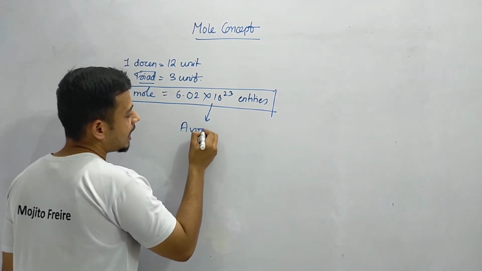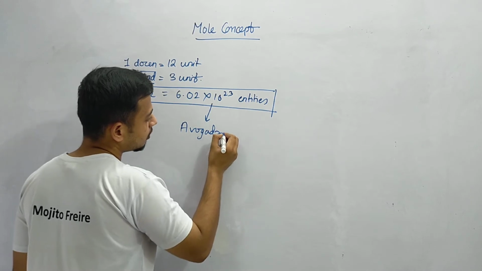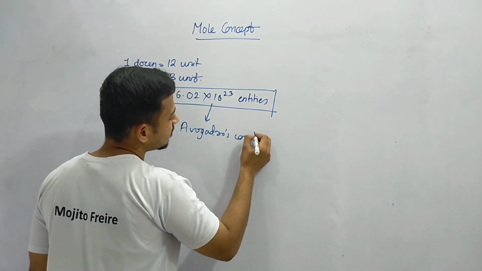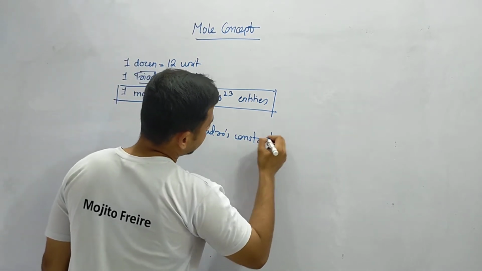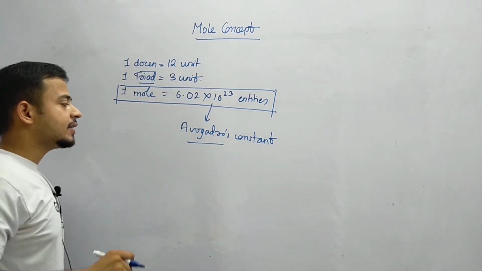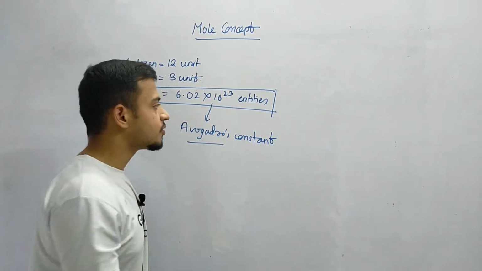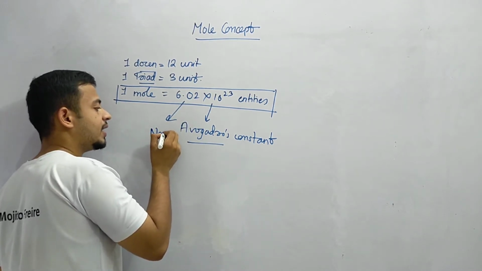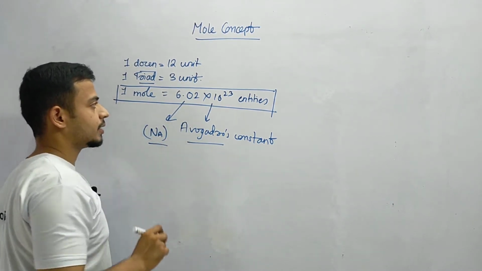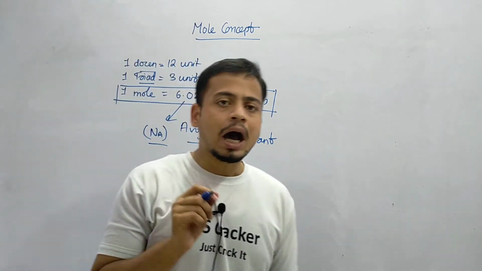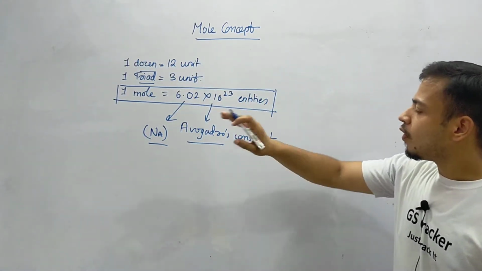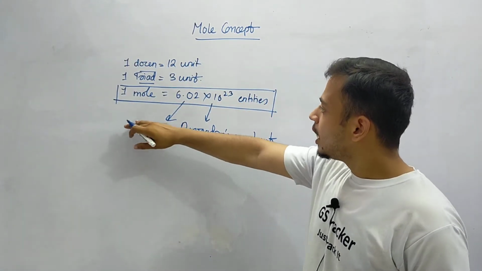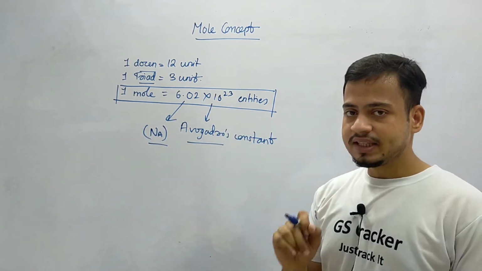Avogadro's constant, because this is a constant number given by Avogadro. That's why this is called Avogadro's constant, and this is denoted by Na. Now, how do we use this 1 mole concept? 1 mole equals these entities.